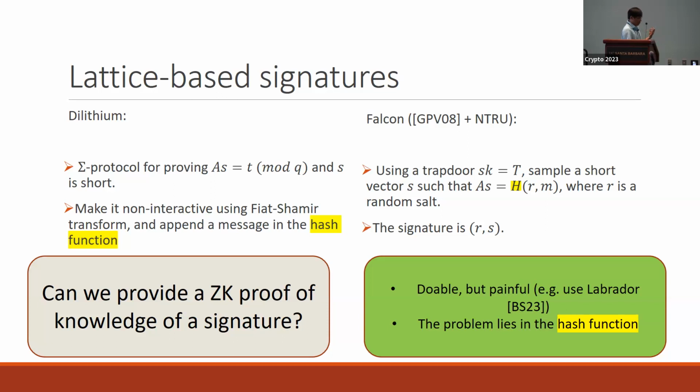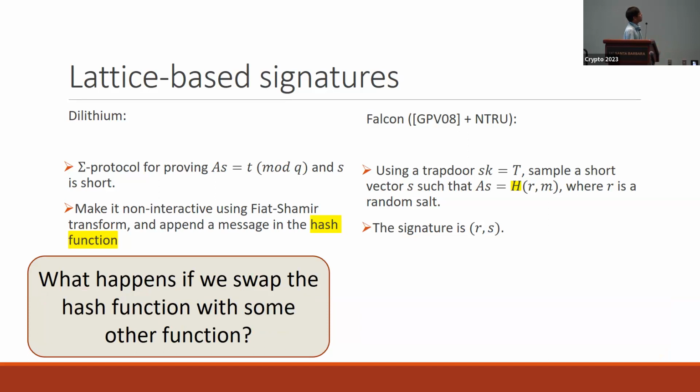So what we focus on in this paper is, okay, what happens if we want to swap this hash function with something I call a ZK-friendly function, meaning that we can prove the function evaluation or the pre-image of the function in zero knowledge in an easy way. So for Dilithium, there's probably not much hope because we need the random oracle to do rewinding and the forking lemma and so on. So we believe there is much more hope in the GPV framework.